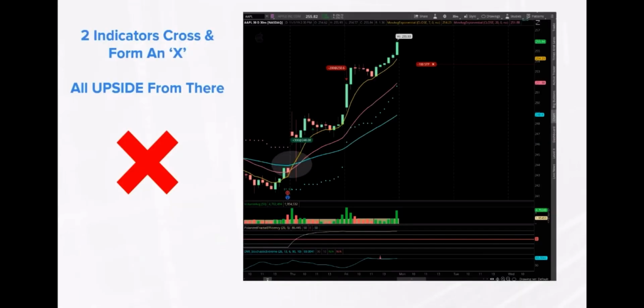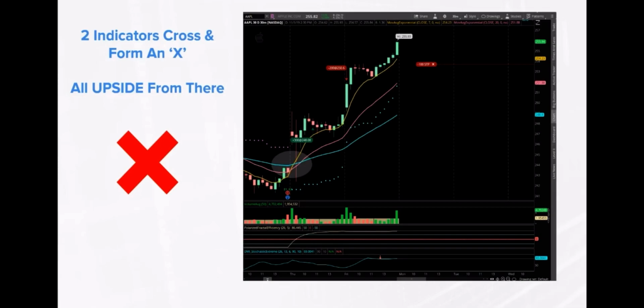Here's an old example with Apple. Can you see the X on Apple's chart? I mean, look at that cross and then look at that move. I bought right after the cross, guys and gals, and it went to the moon. How many of you folks can see that X?